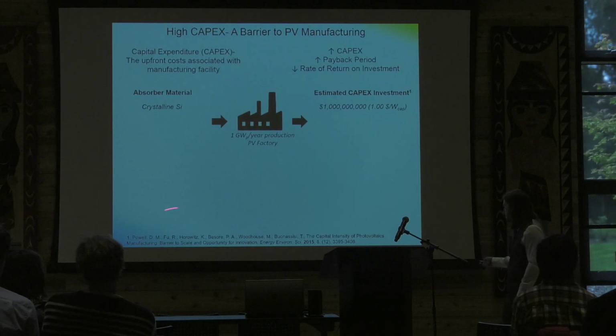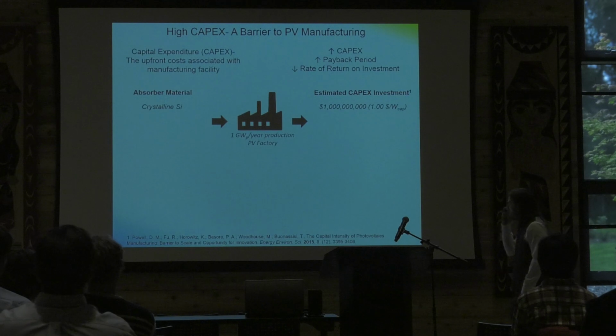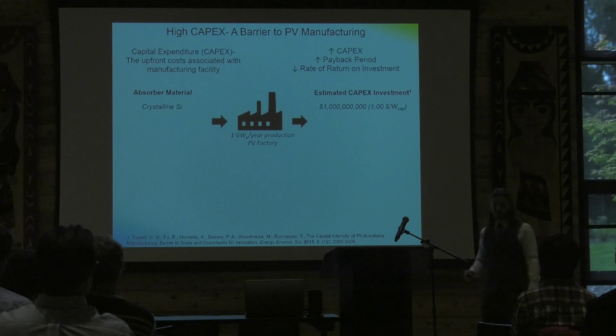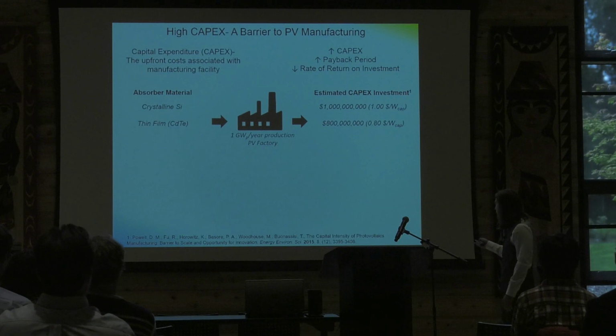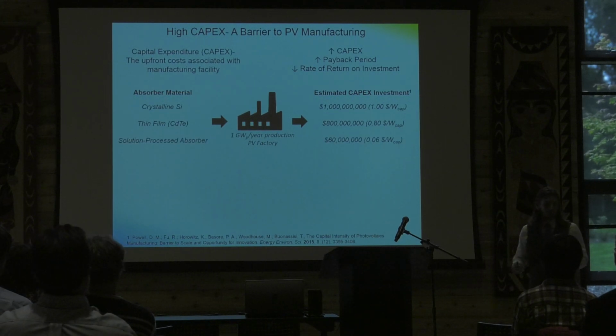There have been some estimates by Powell et al. that looked at the amount of capital investment required for different absorber technologies. For crystalline silicon, which is the most prevalent technology, it's about $1 per watt CapEx that you need to invest up front to build a gigawatt-per-year production solar factory. For thin film technologies, it's about 20% less, with $800 million investment required. But it's estimated that for solution processed absorbers, from roll-to-roll style processing, you could get that price down to $60 million, more than an order of magnitude lower. So this would be a game changer.